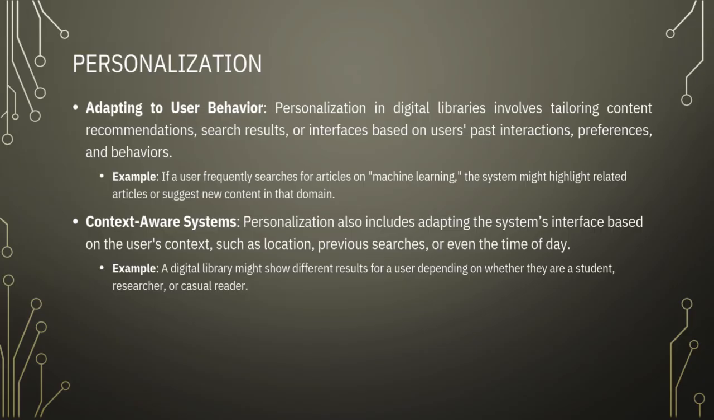One way personalization is implemented is through adapting to user behavior. By analyzing previous searches and interaction patterns, a digital library system can tailor the information presented to users. For example, if a user frequently searches for articles related to machine learning, the system may highlight related articles or suggest new content within the same domain. This helps users access relevant materials more efficiently without repeating similar searches.